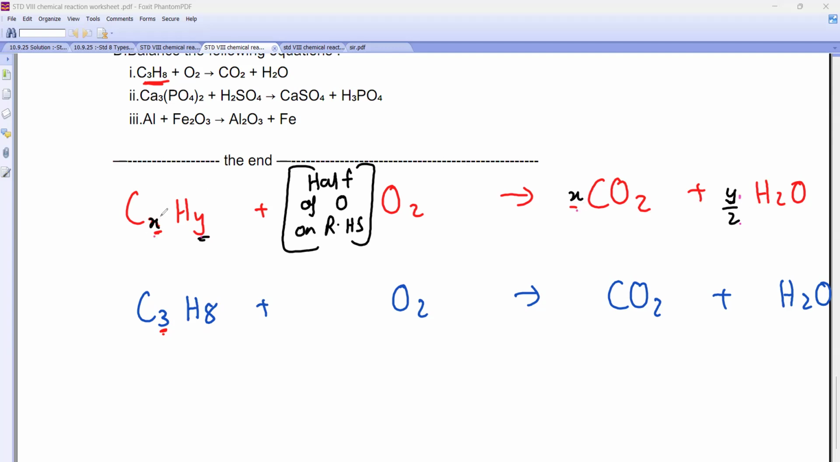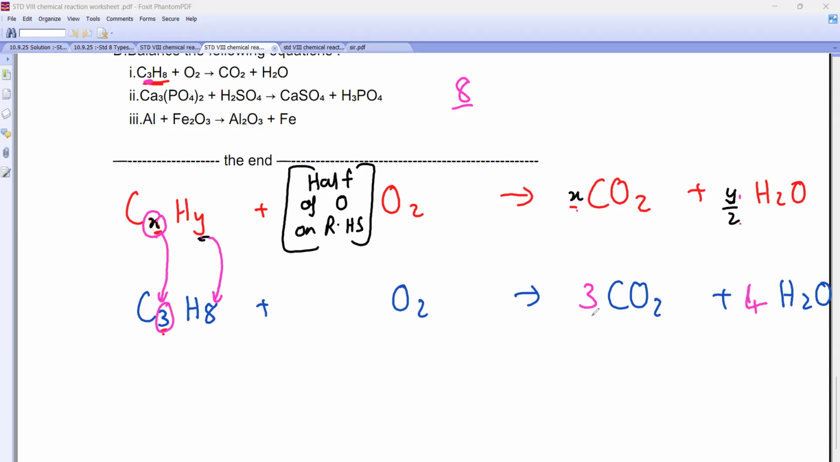What is the value of x here? You only tell me. What is the value? 3. So you have put 3 here. What is the value of y here? 8. So y by 2 is how much? Put 8 in place of y, then 8 by 2 is how much? 4. So you have put 4.